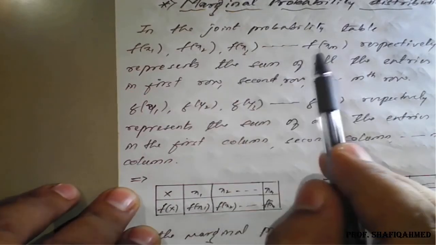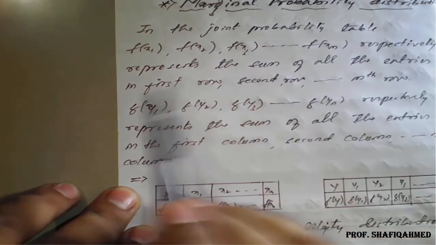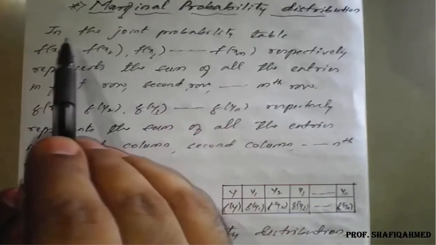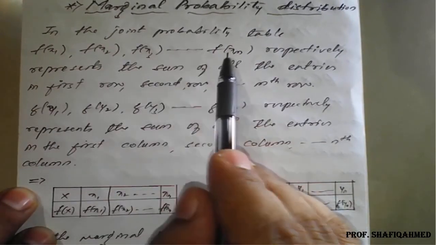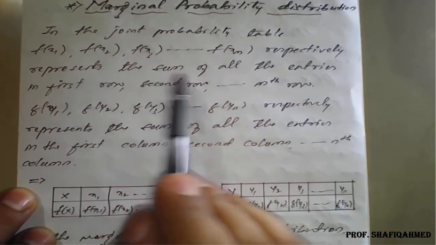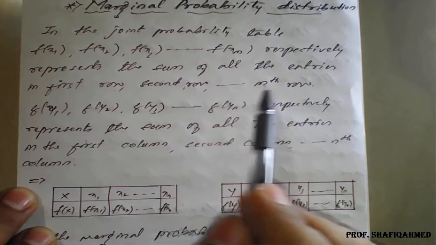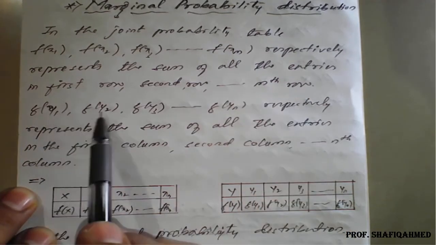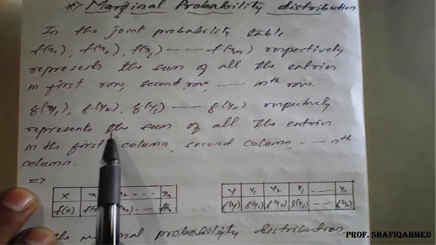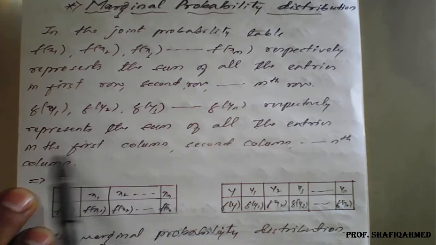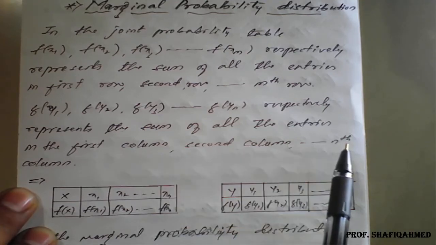So marginal probability distribution in a joint probability table: f of x1, f of x2, f of x3, so on, f of xm respectively represent the sum of all the entries in the first row, second row, third row and mth row, and g of y1, g of y2, g of y3, so on, g of yn respectively represent the sum of all the entries in the first column, second column, so on, nth column.